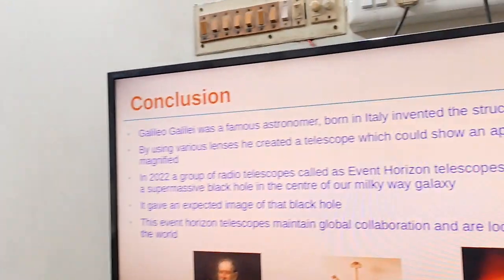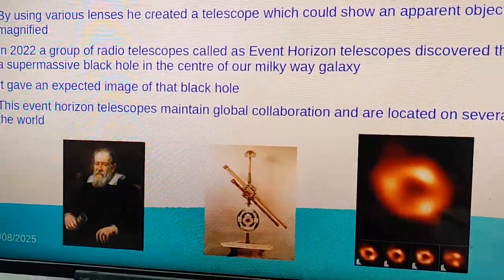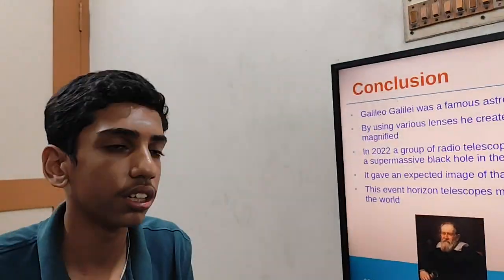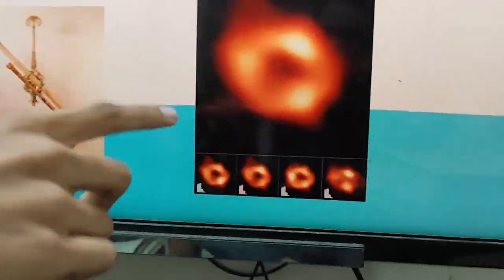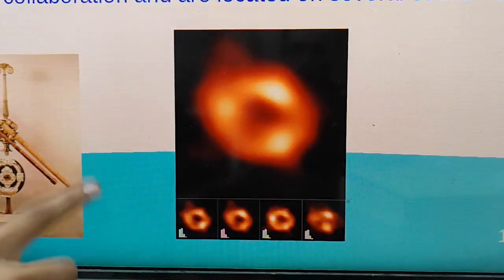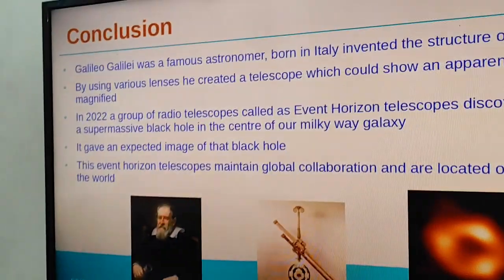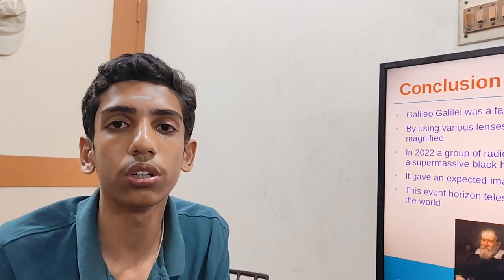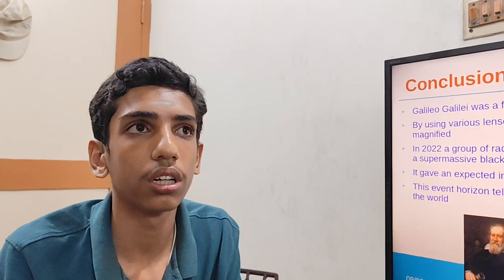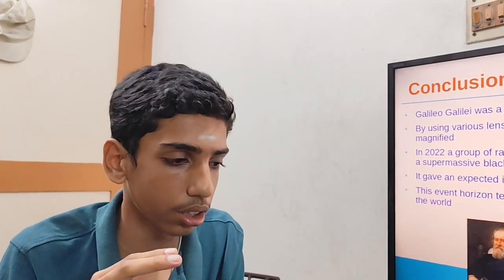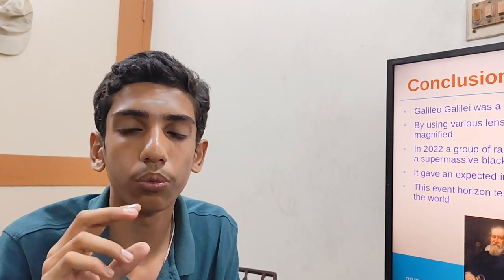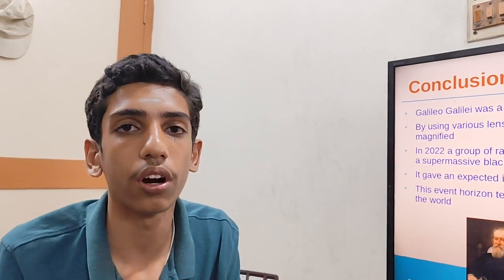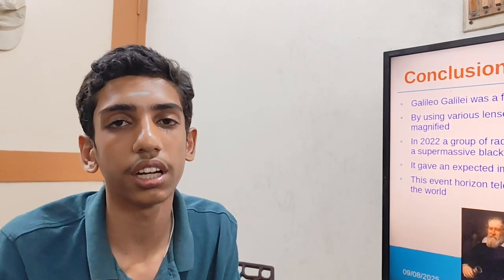And in 2022, a group of radio telescopes called the Event Horizon Telescope revealed the presence of a black hole in our Milky Way galaxy. So the image formed by the Event Horizon Telescope would be like this. This is the image of the black hole which was formed, and this Event Horizon Telescope, a network of radio telescopes, does not belong to one space organization like ISRO or NASA. It's a global collaboration of many countries, and the telescopes are located in several countries in the world.